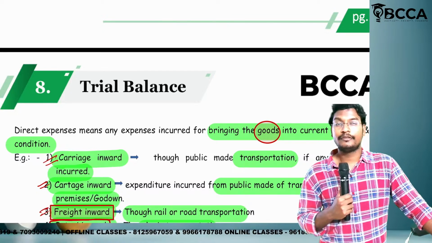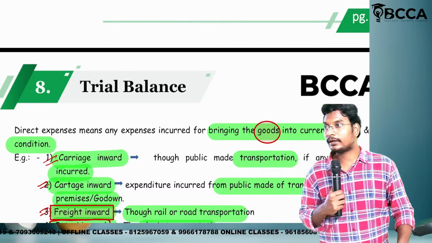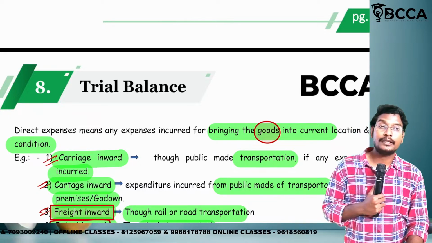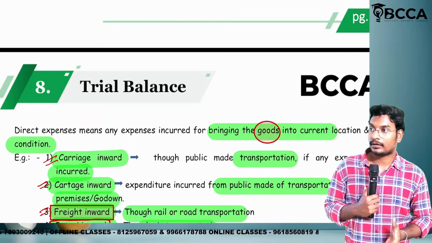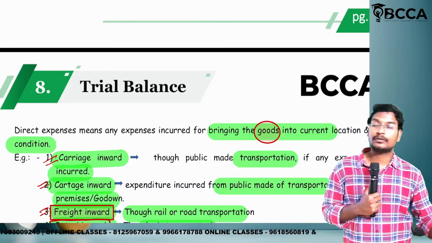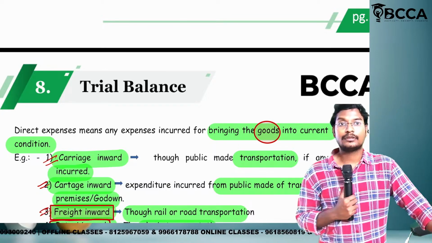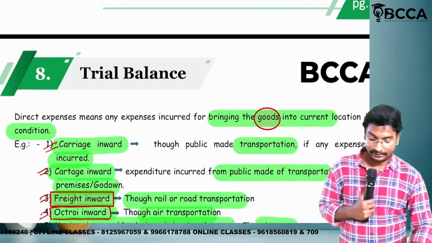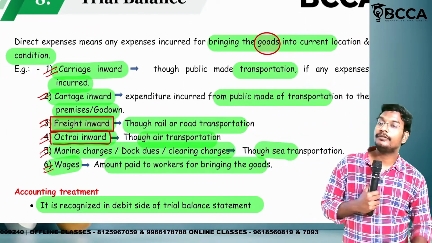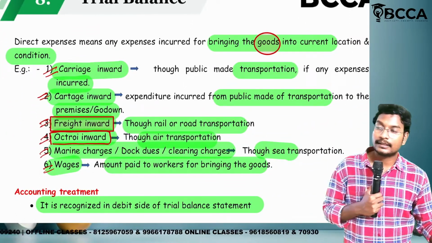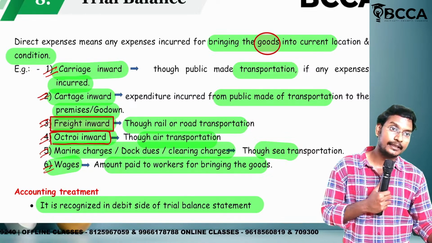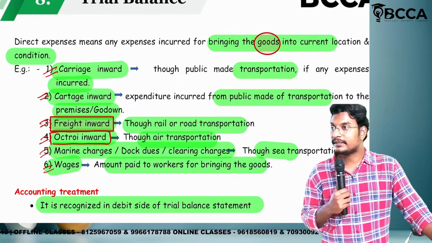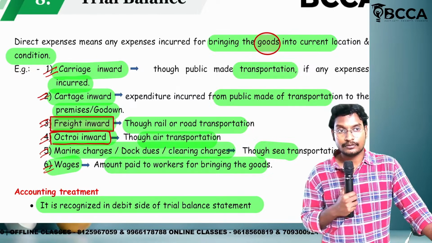If you bring the goods by railways or roadways, it is called what? Freight. If you bring the goods by air, it is called octroi. If you bring the goods by sea, it is called marine insurance. Shorter distance means cartage, longer distance means carriage. Sometimes we will pay wages to the labor also. That wages should also be included in the direct expenditure. Finally, we have to record the cost of goods sold on the debit side of the trial balance.